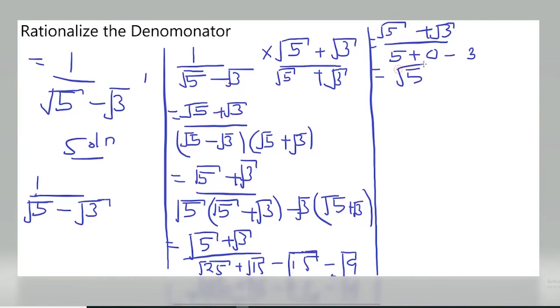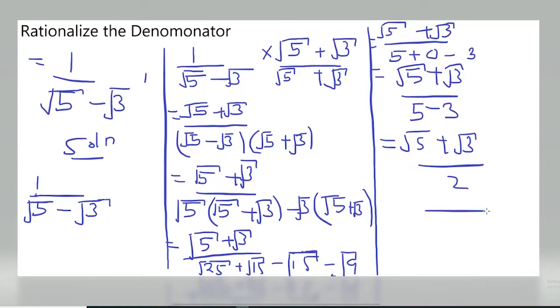Now, the square root of 5 plus the square root of 3, over 5 minus 3, equals the square root of 5 plus the square root of 3 over 2. This is the answer. You can see we have moved from this part to here, and now we don't have a radical sign in the denominator. This is what is called rationalization, removing the radical sign from the denominator.